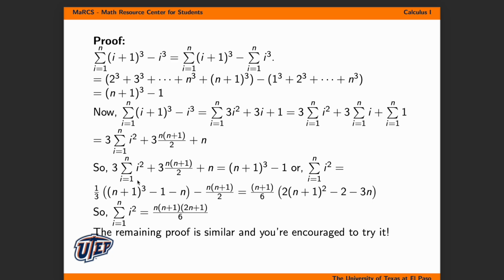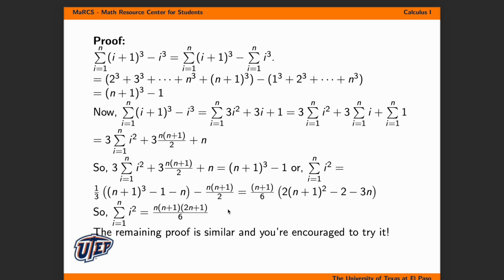So now we will have 3 times the sum of i squared from i is equal to 1 up until n, plus 3 times n plus 1 divided by 2 plus n is equal to n plus 1 cubed minus 1. Now we can isolate the summation from i is equal to 1 up until n of i squared, and that'll leave us with n times n plus 1 times 2n plus 1 divided by 6, after combining like terms and everything.